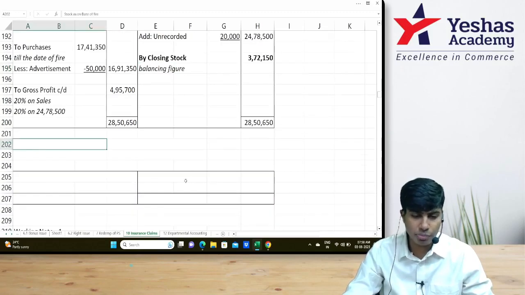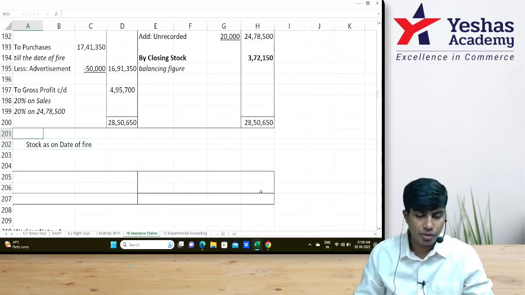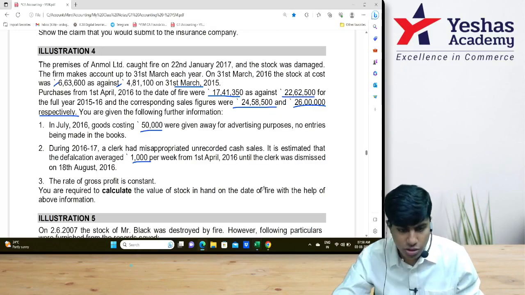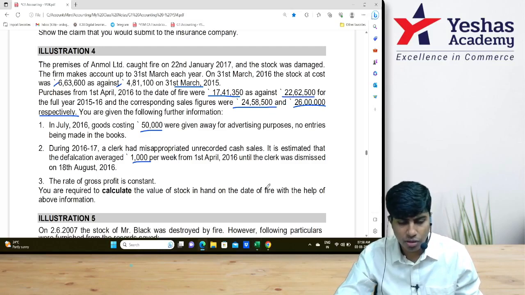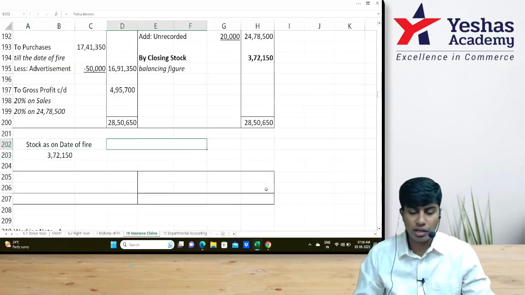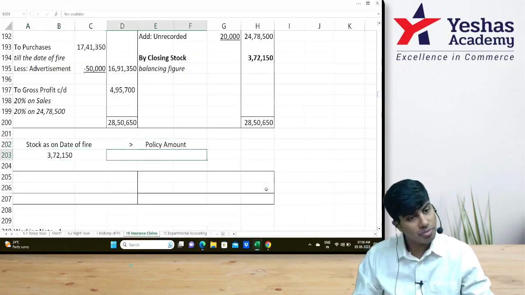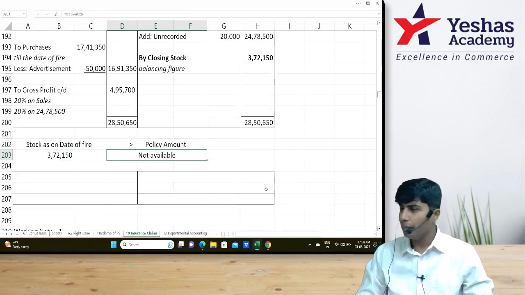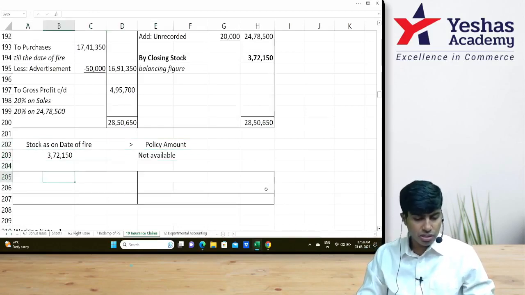So let us start here. Observe, stock as on date of fire is how much? 3 lakh 72,150. Have they given the extent to which the policy is taken? Policy amount not given. So we'll assume that insurance is taken to the sufficient extent. Whatever is the loss of stock will be the amount of claim. No average clause.